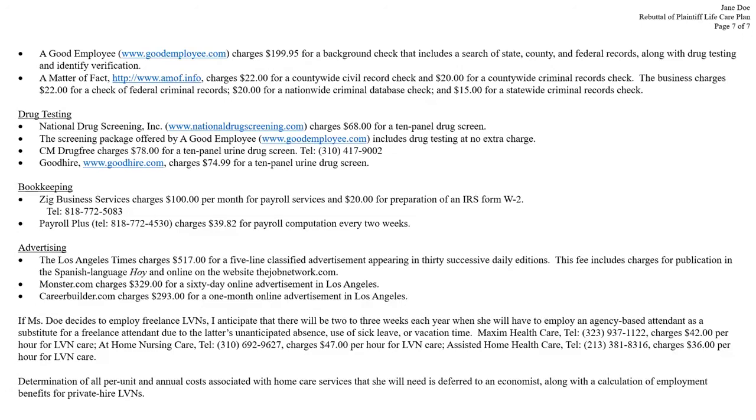At the bottom there, you'll see that we do put in 2 to 3 weeks of an agency-based attendant in case the freelance attendant cannot show up that day for a variety of reasons, or they're on vacation, etc. So you do want to plan in 2 to 3 weeks a year of agency-based costs for that person.